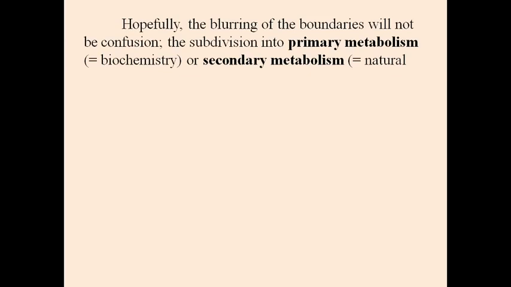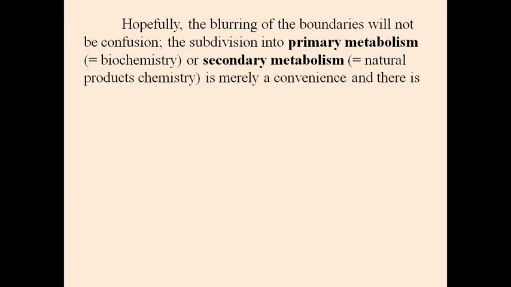The subdivision: primary metabolism can be included in the biochemistry section, and secondary metabolism can be included in natural product chemistry, for convenience, and there is a considerable overlap, as some secondary metabolites can go into primary metabolites, and some primary metabolites can go into secondary metabolites. So for convenience only, we have called primary metabolism a part of biochemistry and secondary metabolism a part of natural product chemistry.